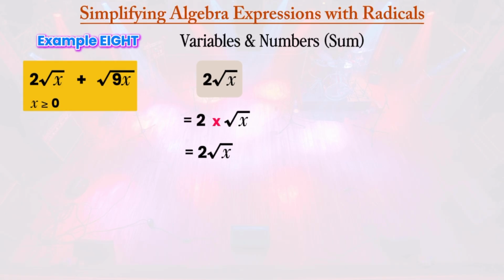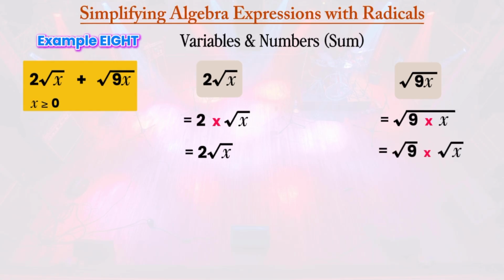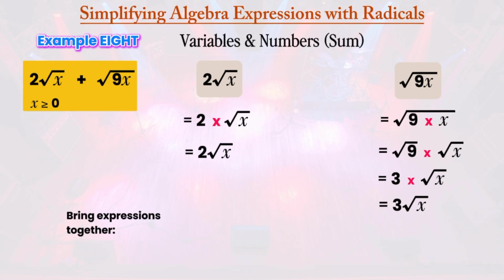Now, what about the square root of 9x? Since it is a product within the radical, we can write it out like this. And since 9 is a perfect square, we end up with 3 times the square root of x. Just like previously, the square root of x stays as is. Therefore, the entire example can be written as 2 times the square root of x plus 3 times the square root of x. Is there anything more that can be done, or is simplifying complete?